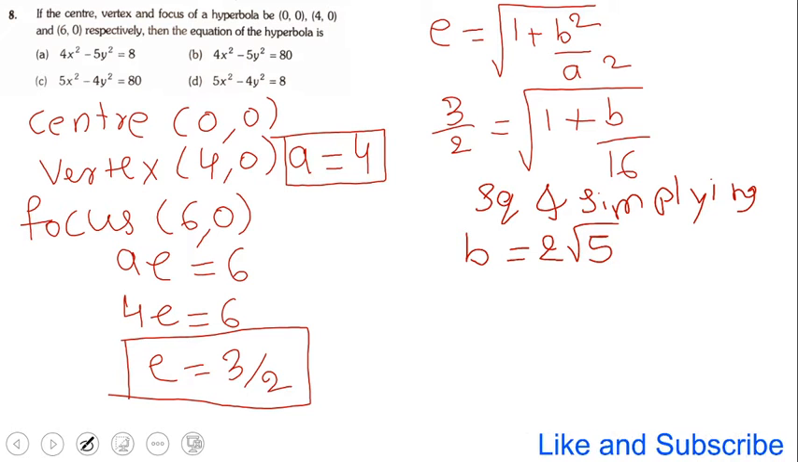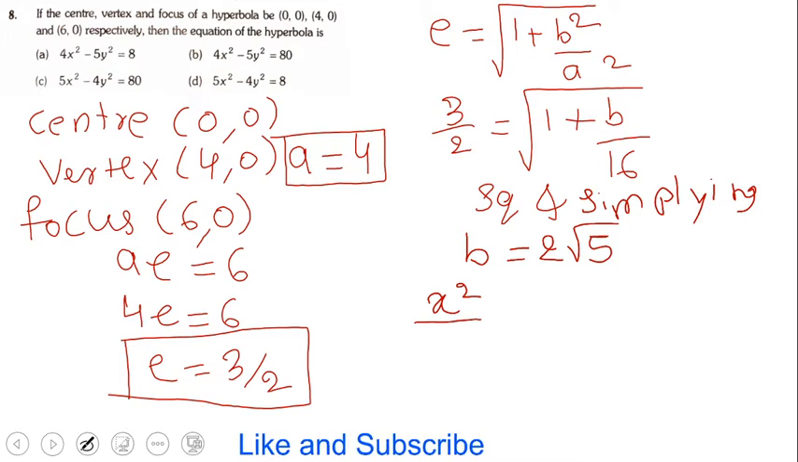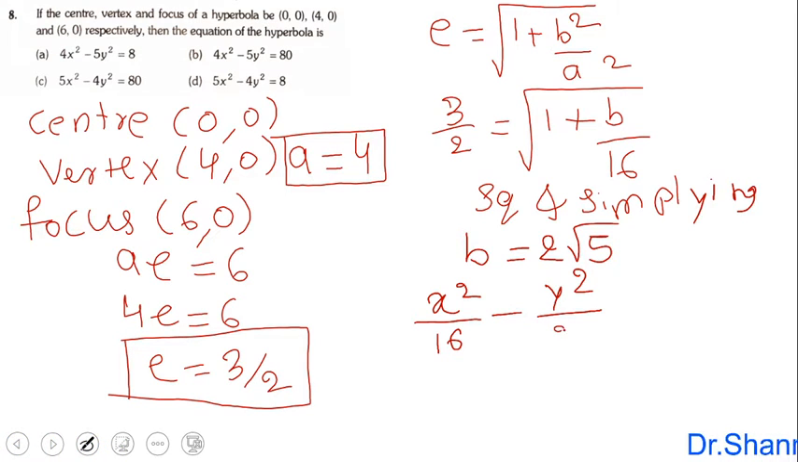Now we have to write the equation of the hyperbola. The standard equation is x square by a square minus y square by b square equal to 1. A is 4, 4 square is 16, minus y square by b square; b is 2 root 5, its square is 20, equal to 1.